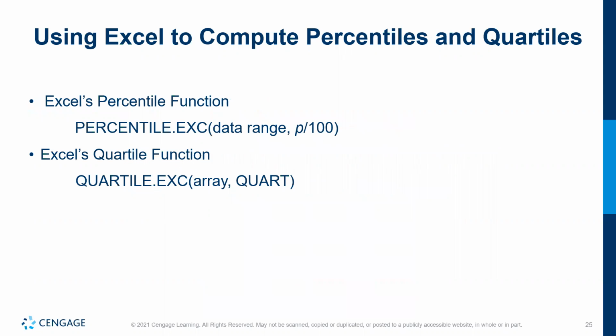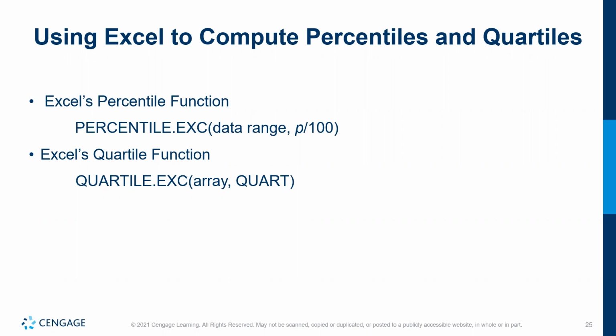Okay. We can use Excel's function. We do percentile.exc, highlight the data range, and then you put in p divided by 100. You get used to most things in Excel always being the decimal version. So if I wanted the 80th, I just put 0.8. That's how you do it. If you want to find the 80th percentile, you highlight the data set. You put equals percentile.exc, open parenthesis, highlight the data range, comma, 0.8. And boom, it will give you the number.